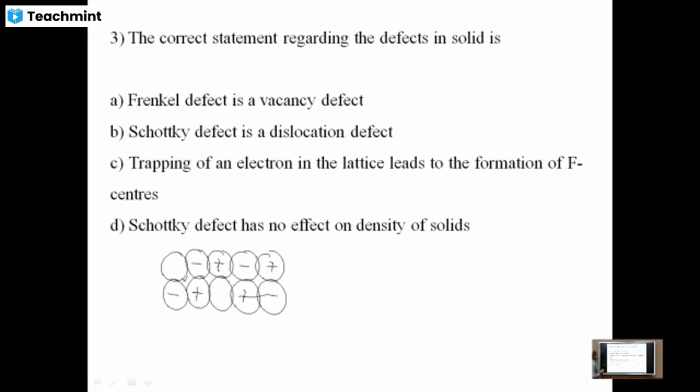Then what is the correct answer? It is option C, where trapping of an electron in the lattice leads to the formation of F center. We studied metal excess defect, where a negatively charged ion moves from its lattice site to the surface. So the vacant lattice site occupied by the electron is called F center. Here, trapping of an electron in a vacant lattice site is called F center. That is the right answer.